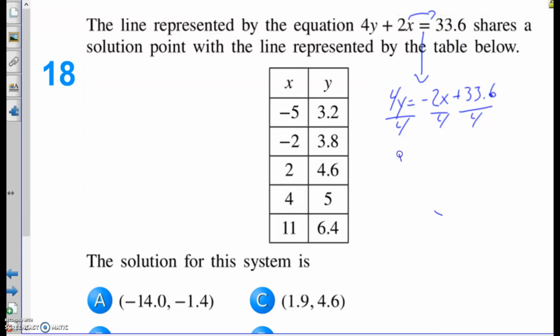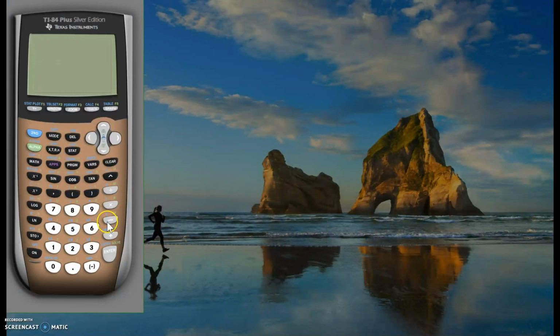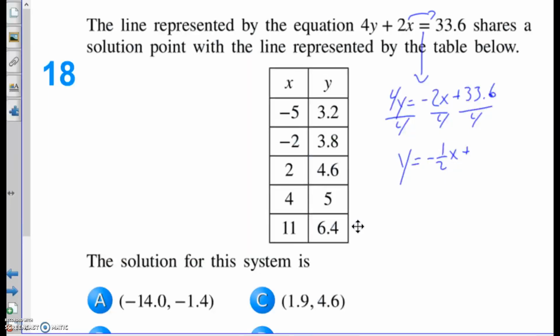And what does this come out to be? y equals negative 1/2 x plus whatever this 33.6 divided by 4 is. Now, I'm going to use a calculator for this. 33.6 divided by 4 is 8.4. Okay, so I'm going to go back here. So plus 8.4. All right, so that's not too bad, but I do need to figure out an equation for this.